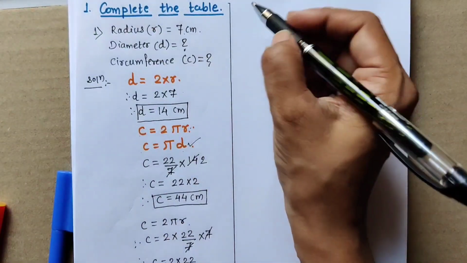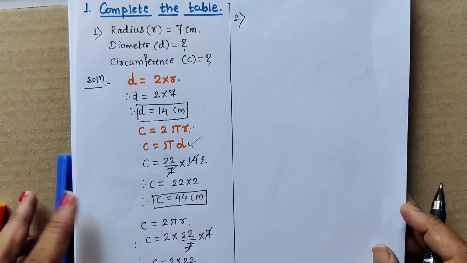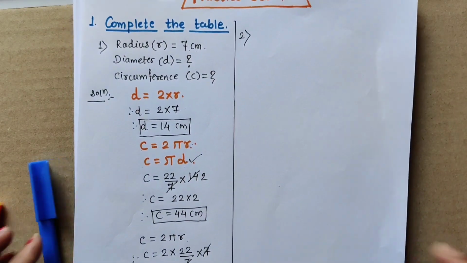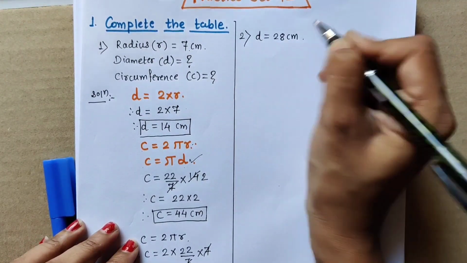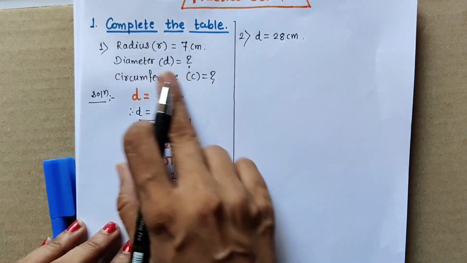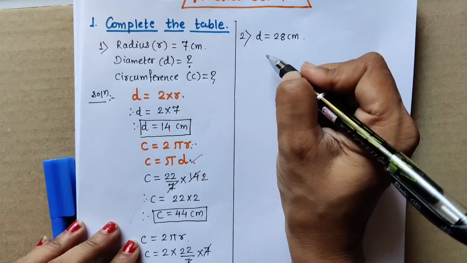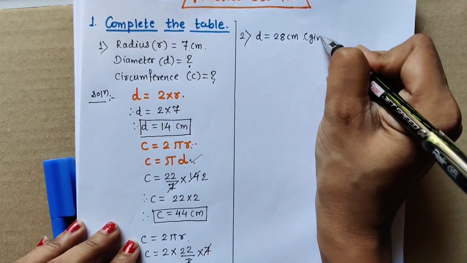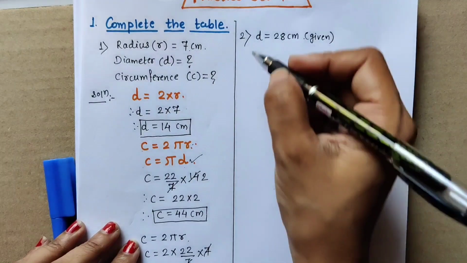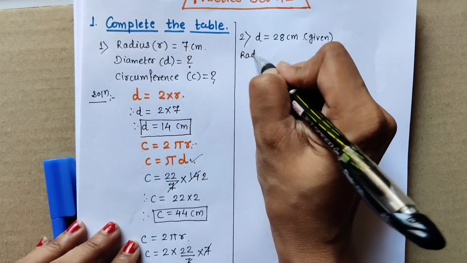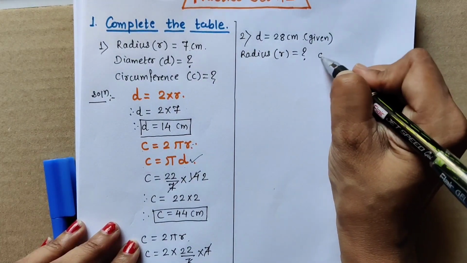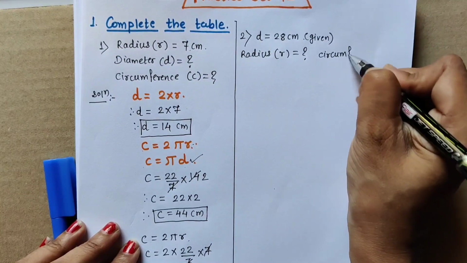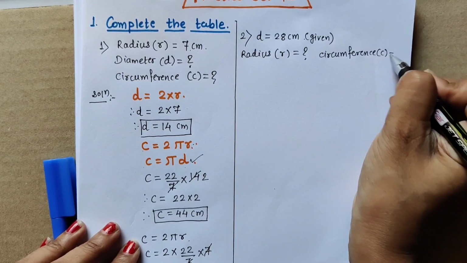So let us write the values whichever are given to us. Diameter is given. So second question, diameter is given to us 28 centimeter. Okay, I am writing directly D. We are not writing diameter like this. So D is equal to 28 centimeter given to us. We can write given in the bracket also if you want. It is given in the question. Then we have to find the value of radius R. We don't know. We have to find it out. And we have to find out the circumference C also.